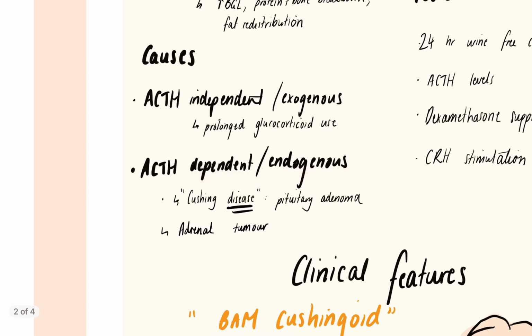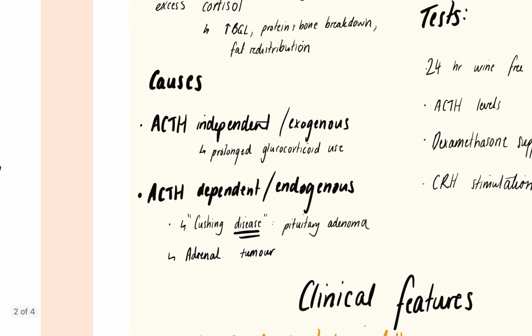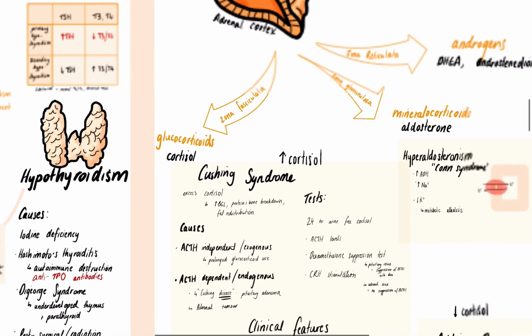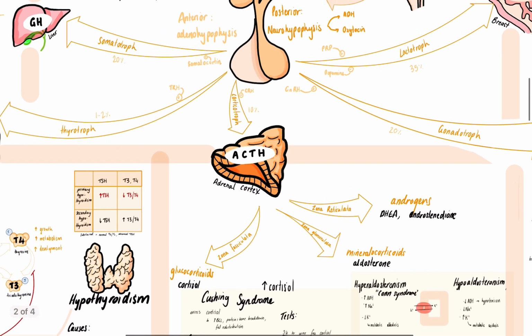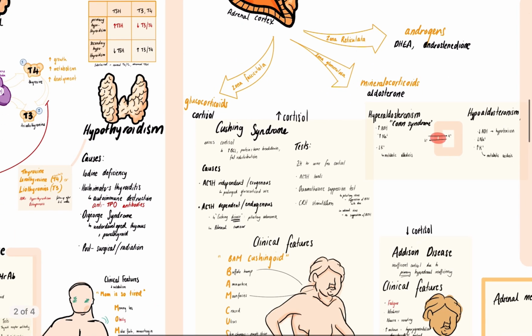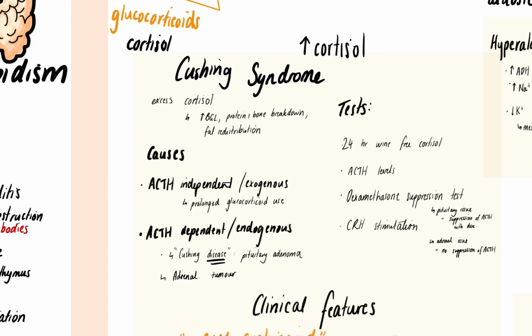And this is due to Cushing disease, which refers to pituitary adenomas producing ACTH. And that's just a subcategory. So Cushing disease specifically means the pituitary adenoma producing ACTH. You can also get Cushing syndrome from an adrenal tumor that's producing too much cortisol.